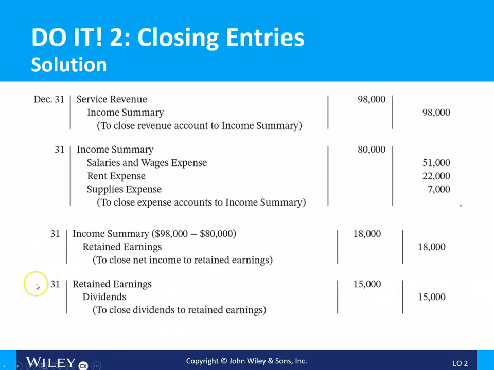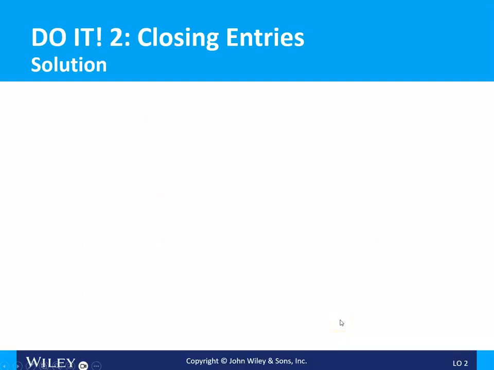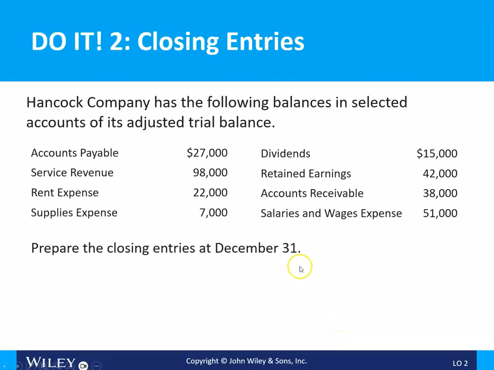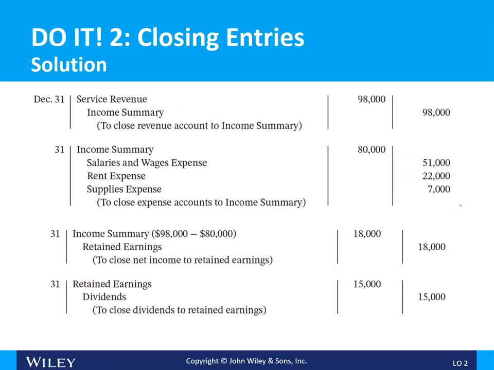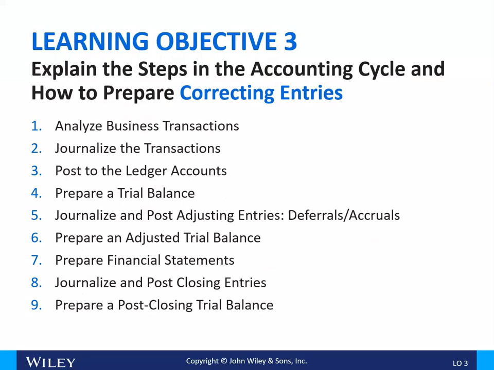And then finally, looking back at our accounts, we have dividends of $15,000. We close dividends to retained earnings. We're going to debit retained earnings $15,000, credit dividends $15,000 to close the dividends to retained earnings. So those are the closing entries. Next, we'll look at the steps in the accounting cycle and how to prepare correcting entries.